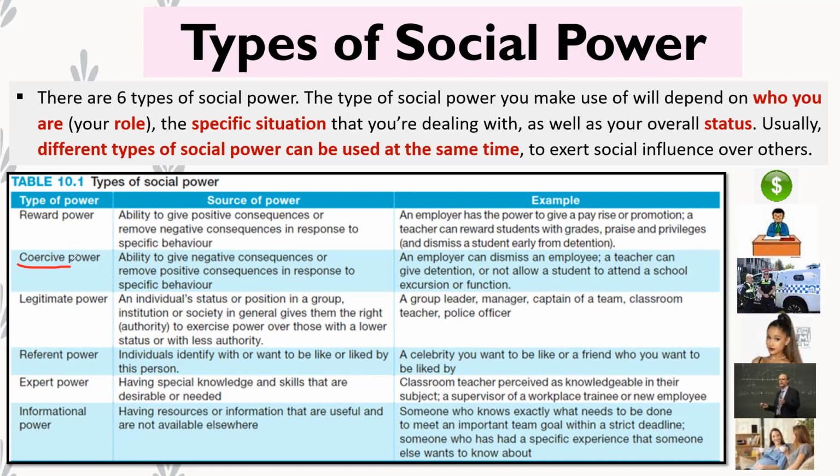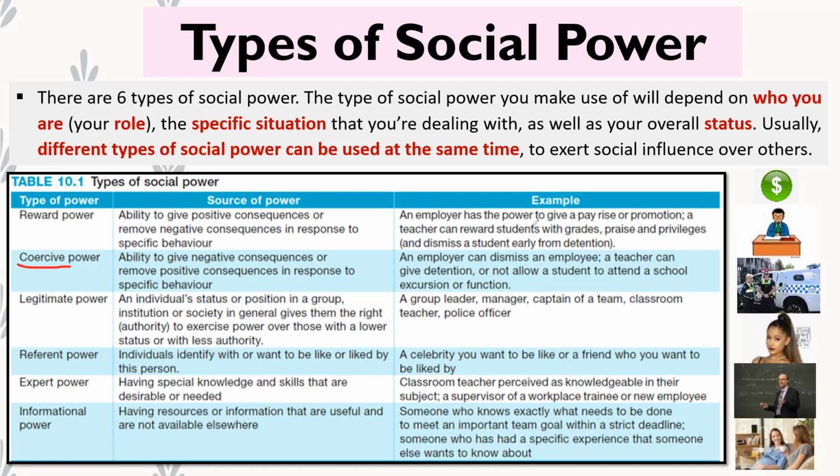It just means that you are coercing someone to do something, or forcing them to do something. So coercive power is the power that you have to give out punishments. Okay, it's the opposite of reward power. For example, it's the same kind of examples you can talk about.